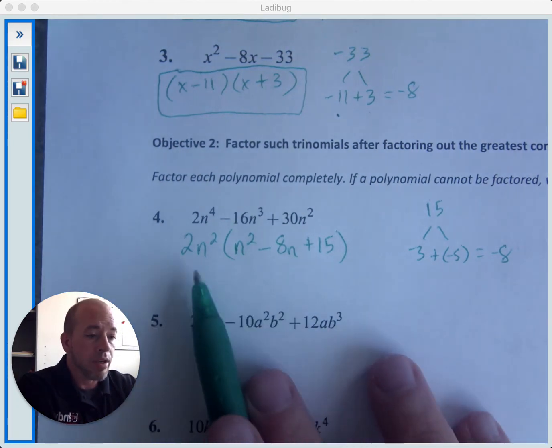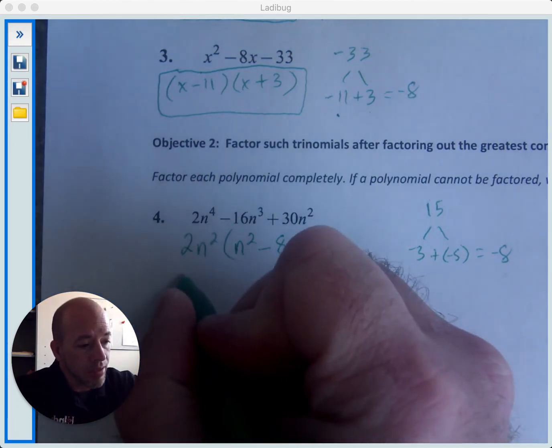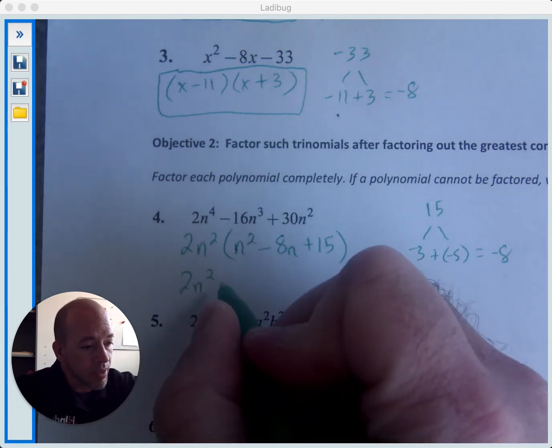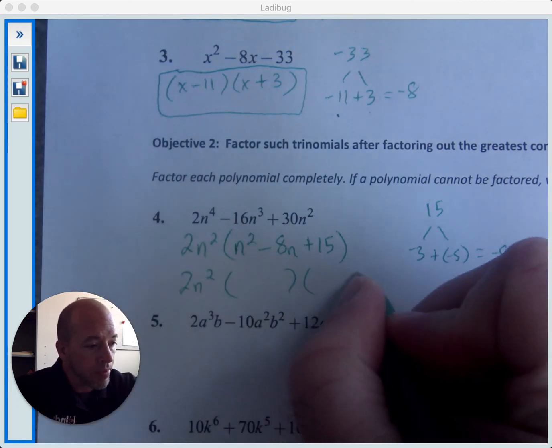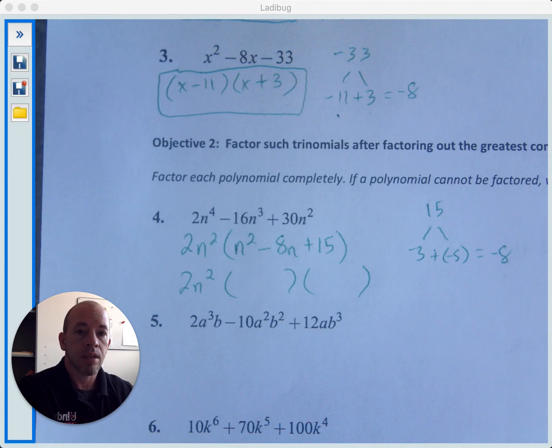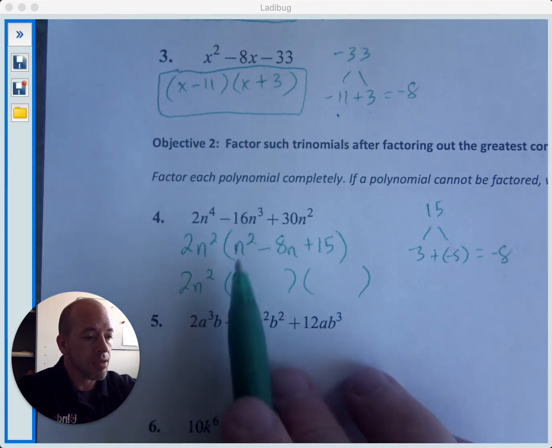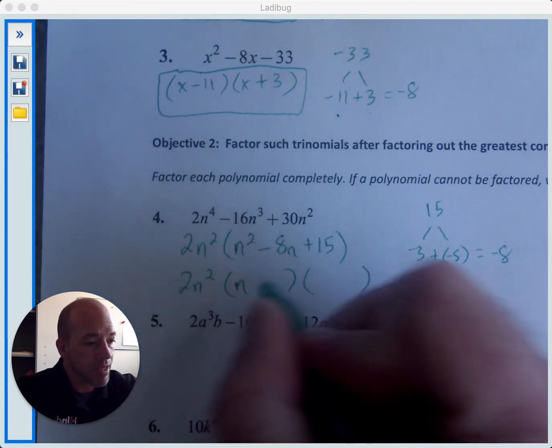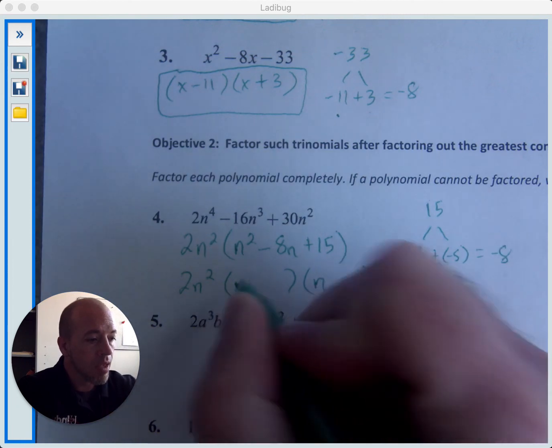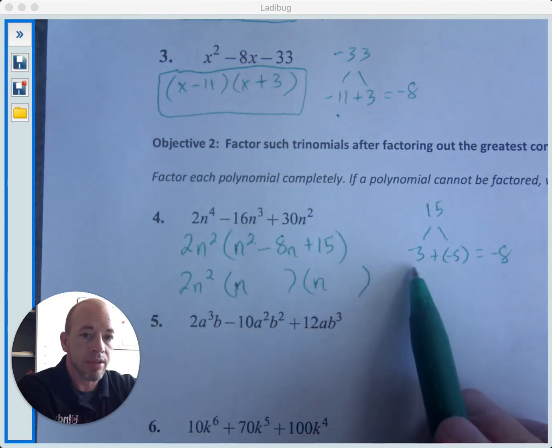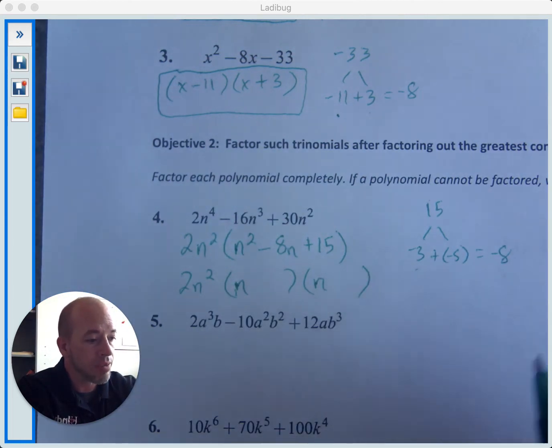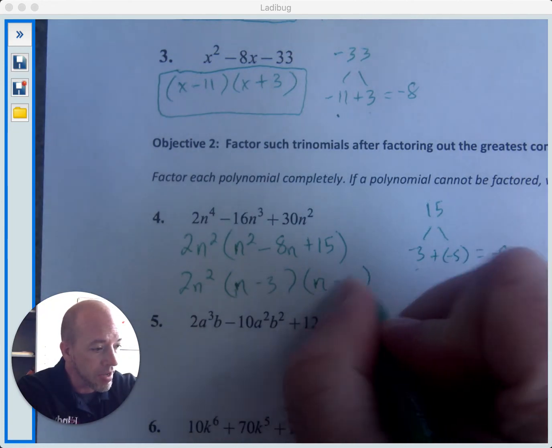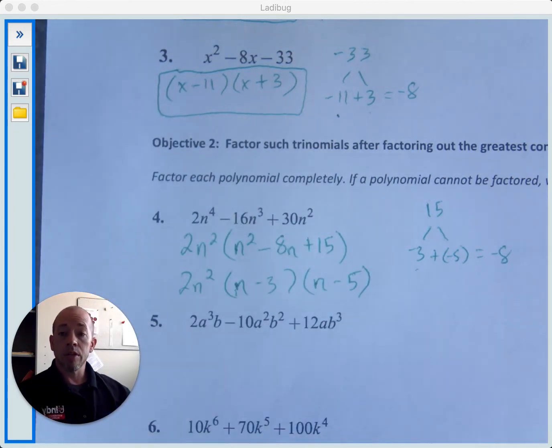So the 2n squared doesn't go away, it's still hanging out here. But this trinomial we can factor into two binomials. And to get the n squared, we have an n times an n. And to get the 15, we have our negative 3 times negative 5, so we're going to have a minus 3, minus 5.